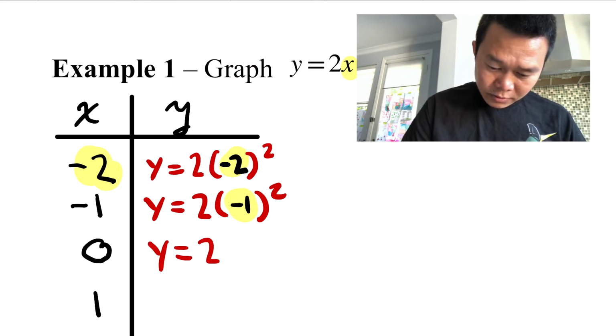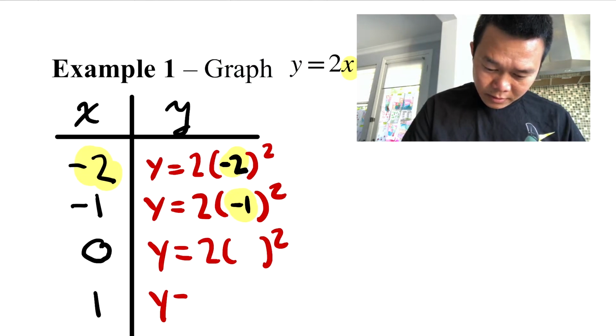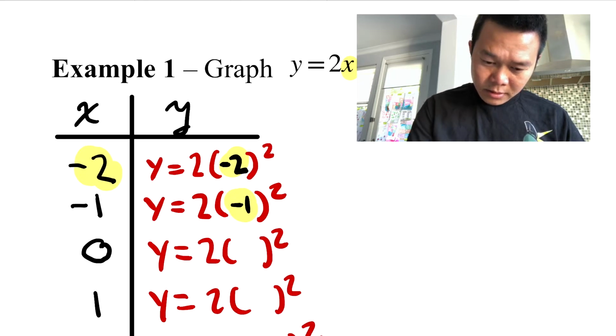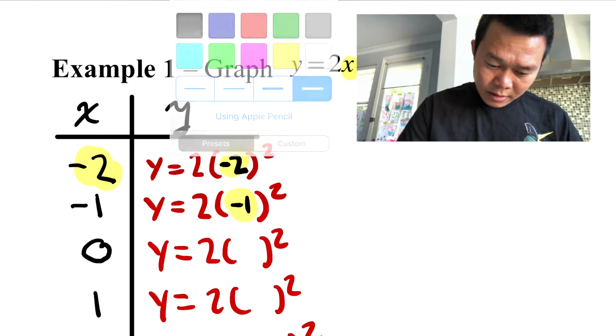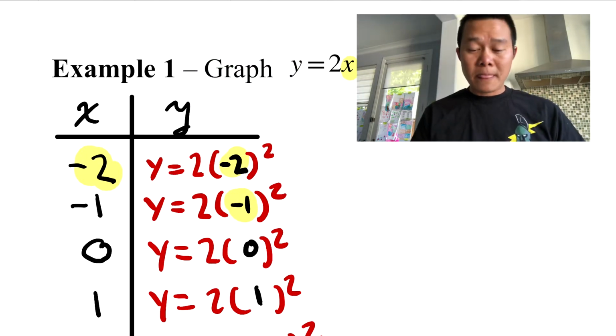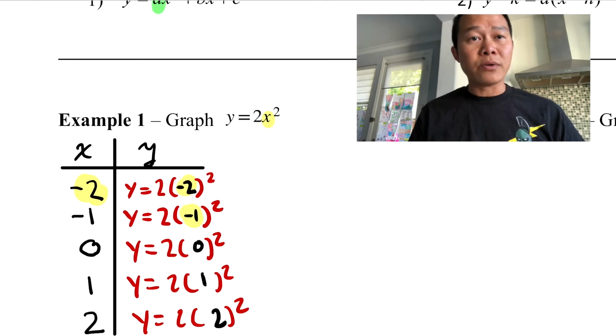y equals 2 times, and then the numbers that go in there are 0, 1, and 2. Now we're going to evaluate each one of those, and that's going to give us the y value.